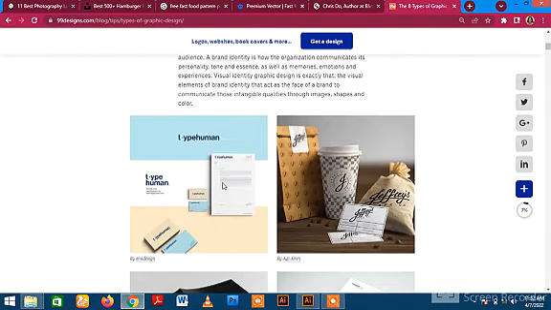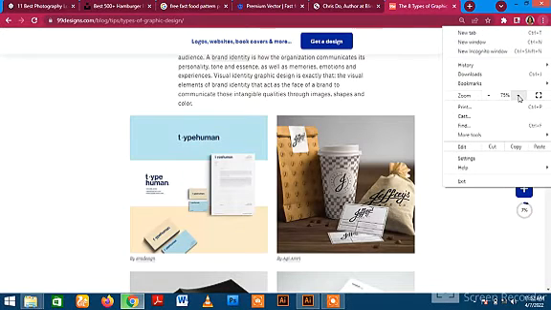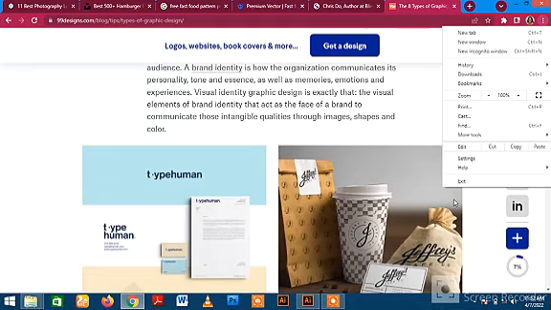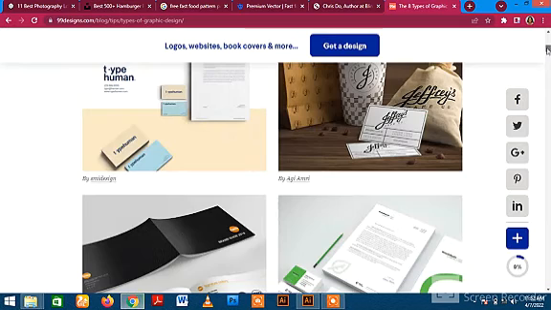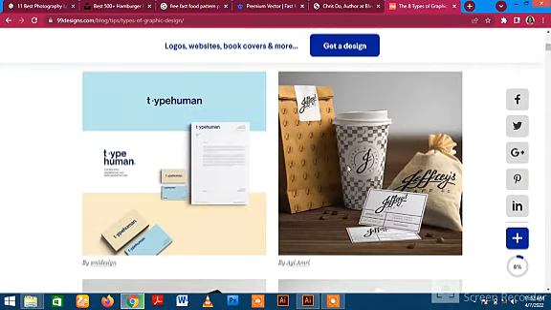So okay, we have right here images of visual identity graphic design works. First, where my cursor is, we have a design by Smee Design for a brand called Type Human. If you notice right there, what was created is a letterhead, and business cards were created also. And then this next one is some mock-ups for Jeffries, a food brand.